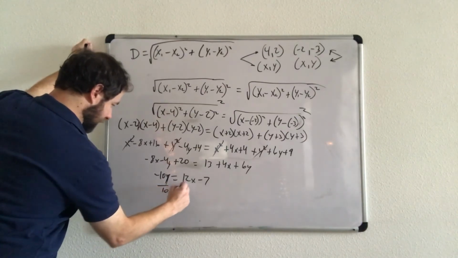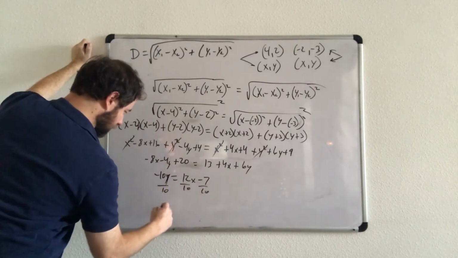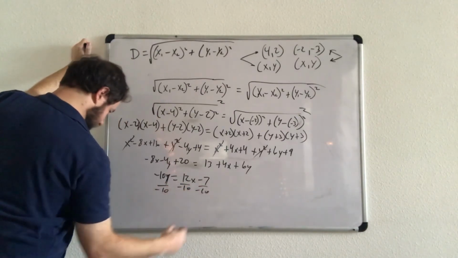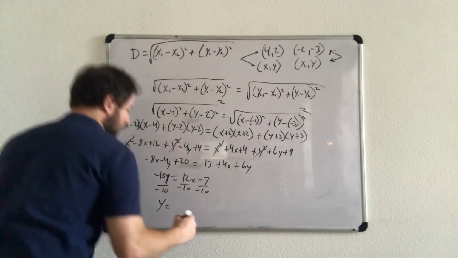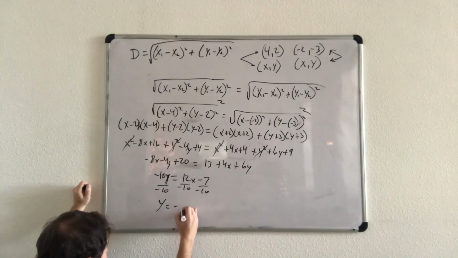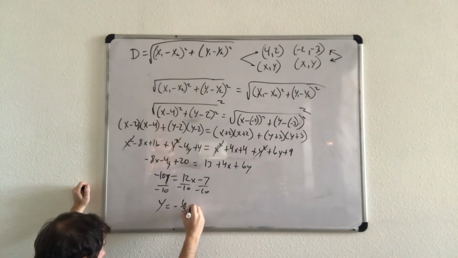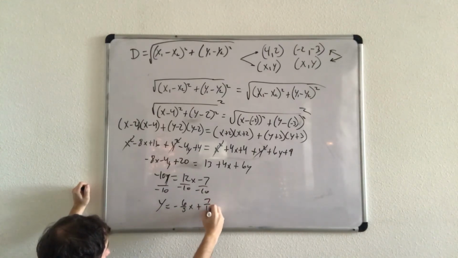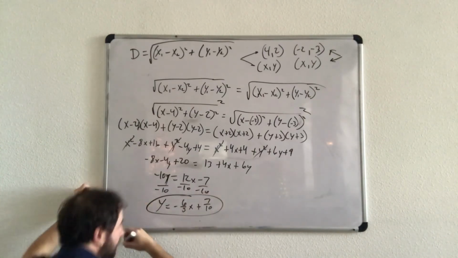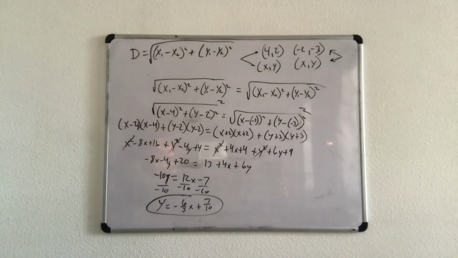Divide everything by negative 10. You get y equals negative 6/5 x plus 7/10. That right there is the equation of the line that is equidistant from the points 4, 2, and negative 2, negative 3.